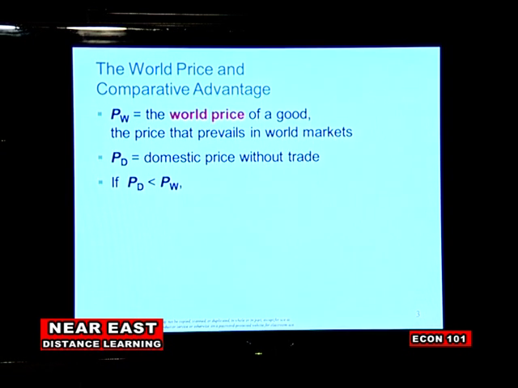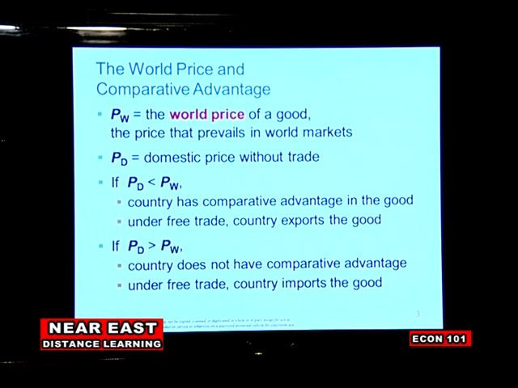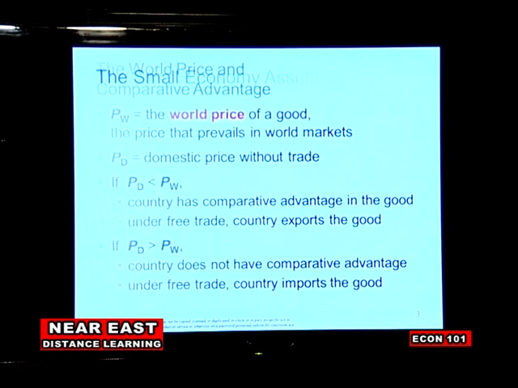The PW means world price and PD means domestic price. So if domestic price is less than world price, the country has a comparative advantage in the good. Under free trade, the country exports the good. And if the domestic price is greater than world price, the country does not have a comparative advantage. Under free trade, the country imports the good.